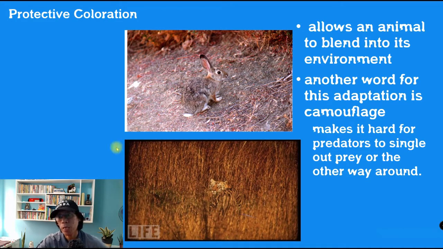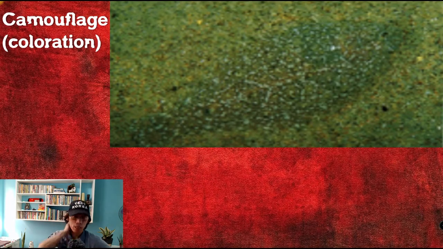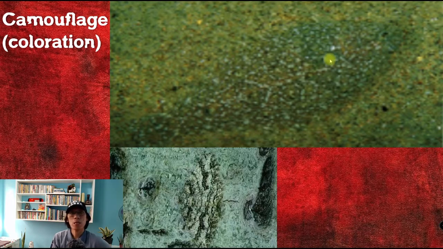If you look at the example here, this is a rabbit that blends with the ground's color. Okay, do you see the protective coloration of the fish? This is the fish. There's another one here.